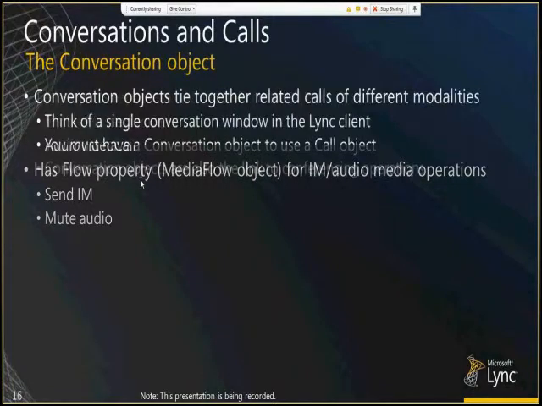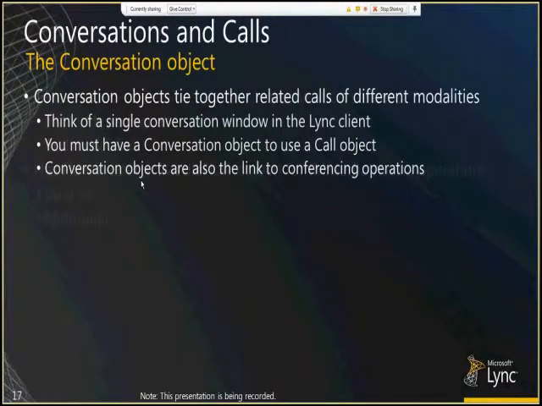there's a class that does that, which is called Conversation. Now, in order to create a call, you need to first create a Conversation object. There are a couple of reasons for this. First of all, in Lync, as you probably know, if you send somebody an IM, for example, in the Lync client, and then you go and call them as part of the same conversation, that'll all take place in a single Lync conversation window.